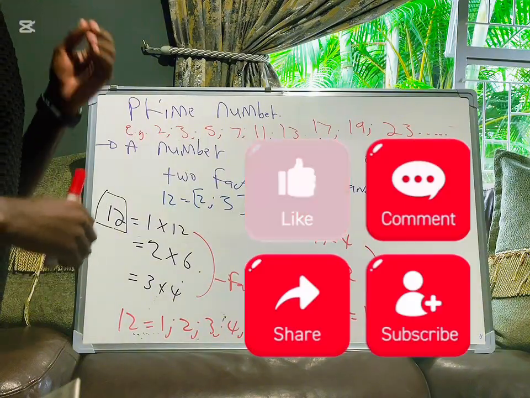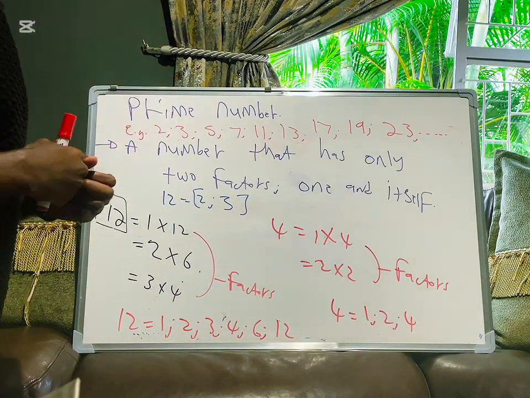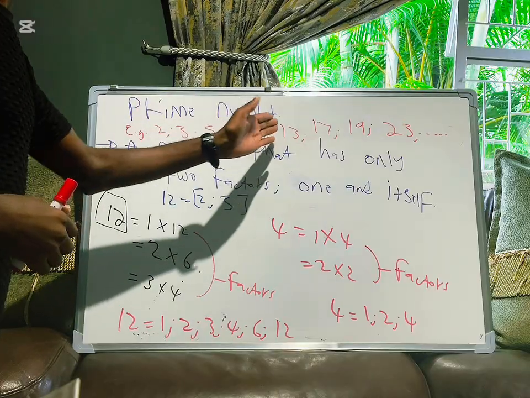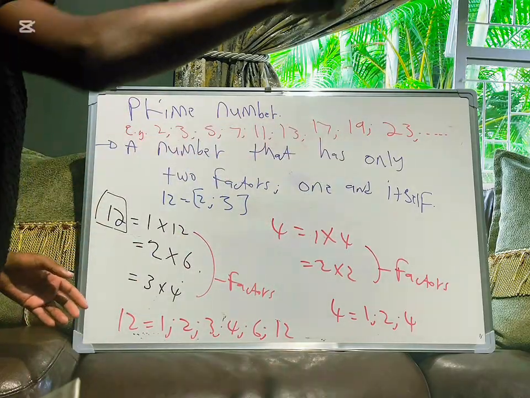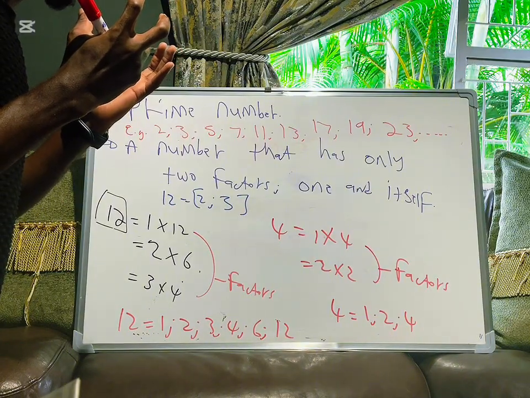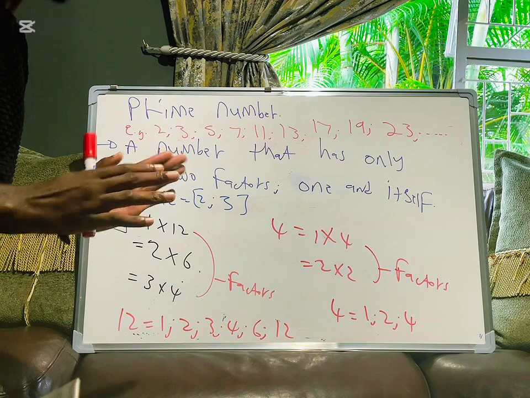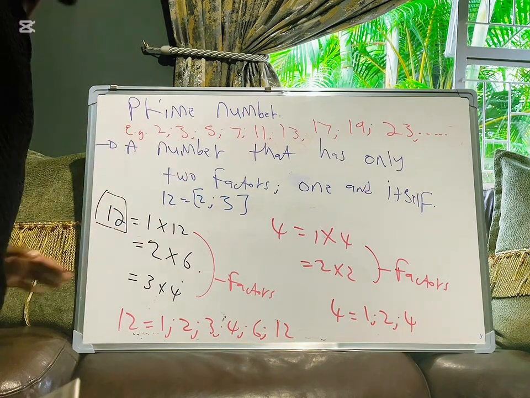Alright. So, they will ask you and say, give examples of prime numbers. 2, 3, 5, 7, 11, 13, 17, 19, 23, and so forth. As long as those numbers are made of one and themselves, not one, themselves and other numbers.